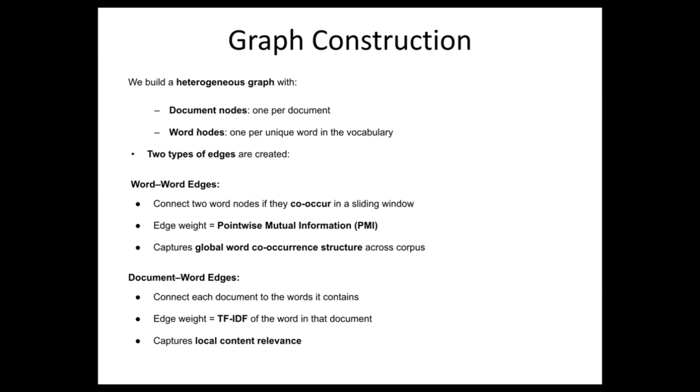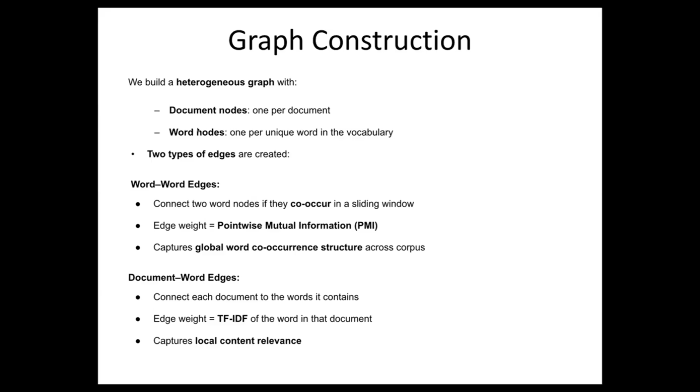First one is word edges. These connect two word nodes if they co-occur within a sliding window across the entire corpus. The edge weights are determined using pointwise mutual information, that is PMI, which measures how strongly two words co-occur compared to what they would be expected by chance. This helps us capture global co-occurrence structure among words across all documents.